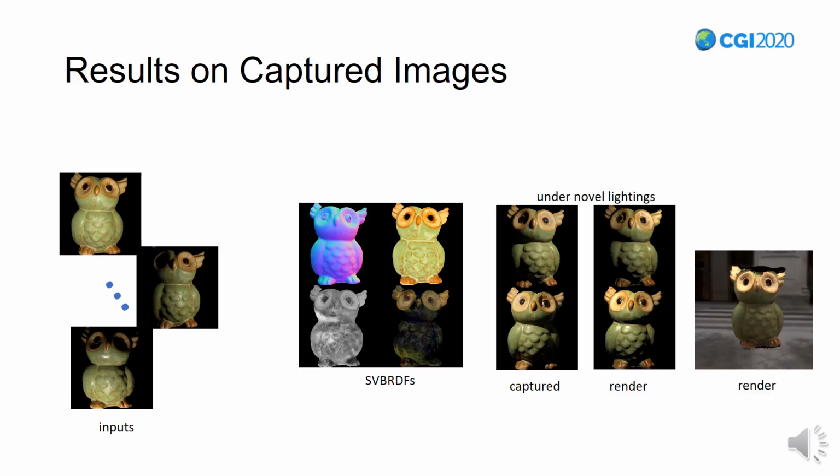We show the reconstruction result for an owl. 24 keyframe images are selected from videos. Since there is no ground truth for real objects, we render images under novel lightings and compare them with real captured images. We also render these images with an environment map.